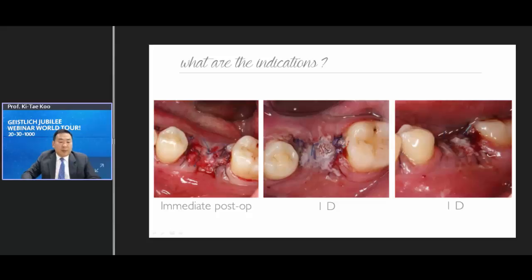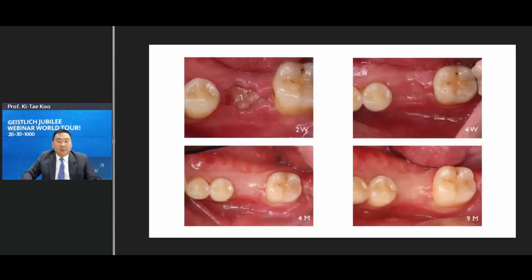Immediate post-op, okay, and then 1 day, a slight sloughing at 1 day, and we could see the clot formation, which is pretty nice. And we move on to 2 weeks and 4 weeks of healing. A little bit of tissue loss at 2 weeks, but that's okay. We do see some rebound at 4 weeks, and at 4 months, we could see that horizontally we are able to withhold all the volume, and also a nice zone of keratinized tissue formed.